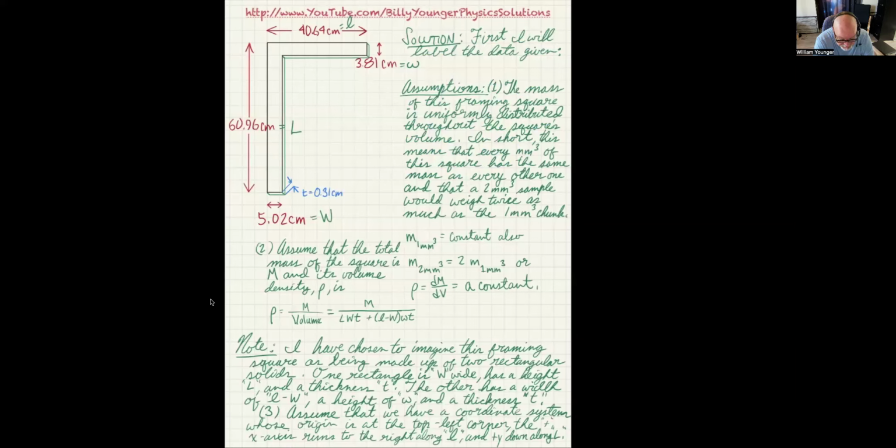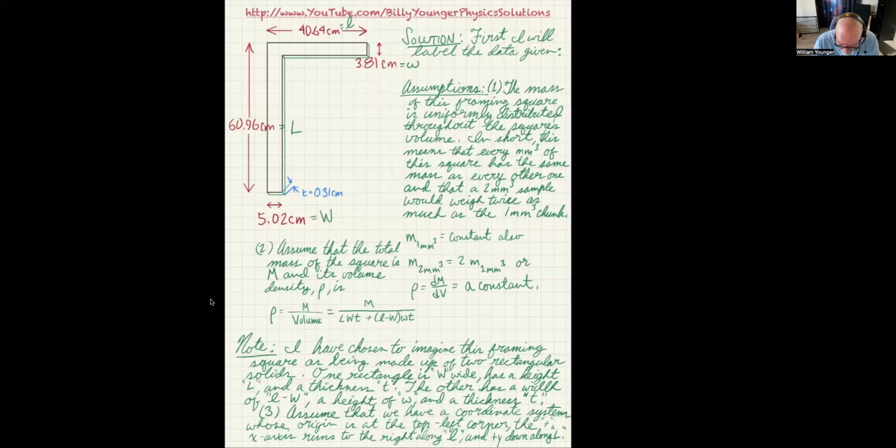0.31 centimeters thick. I've gone ahead and labeled the 60.96 centimeters a length, capital L. I've labeled the 5.02 centimeters a width, capital W. I've labeled the narrower length horizontal as lowercase l equals 40.64 centimeters. And I've represented the vertical thickness of that arm that sticks out to the right as 3.81 centimeters, which is equal to omega, or you could call that a lowercase w, either one. So I'll be referring to those figures later when I start to talk about the geometry of it. You can even see it down at the bottom. And first, I will label the data given.